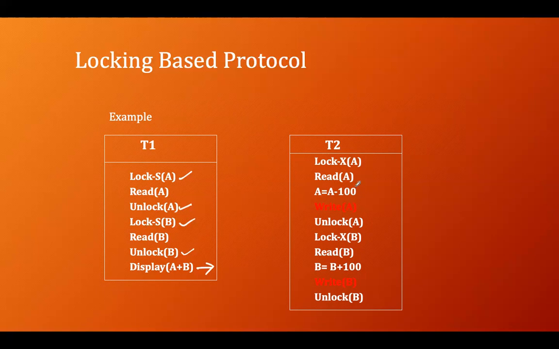Now let's go to transaction 2. Transaction 2 wants to write on A. So what will it do? It will take the exclusive lock. Then it will read the data, modify it and write it, and then unlock A. Then it will take the lock on B, read B, modify B, write B, and unlock it.